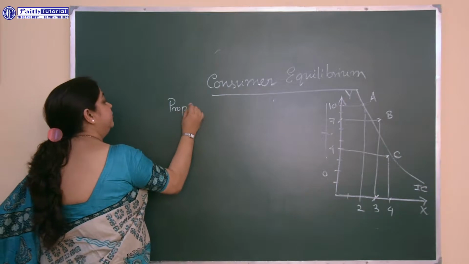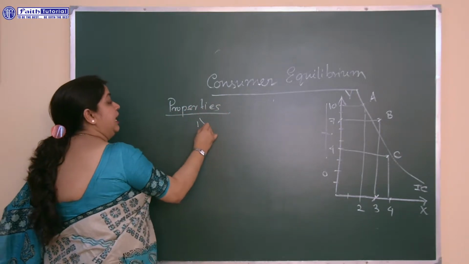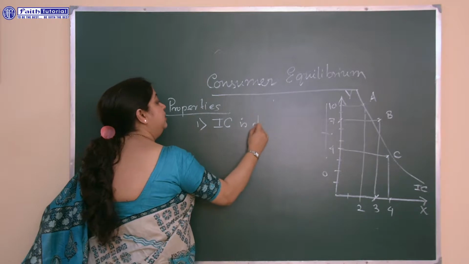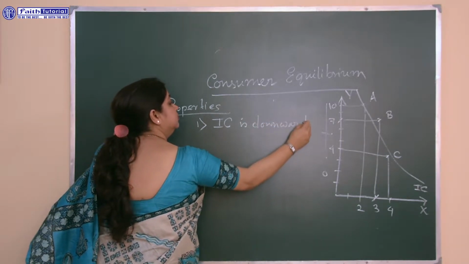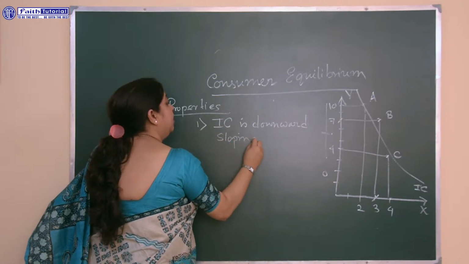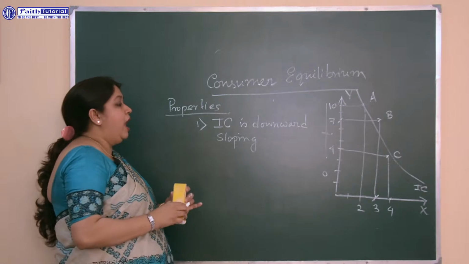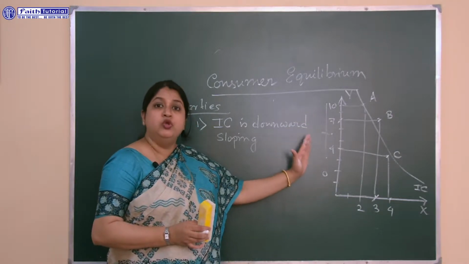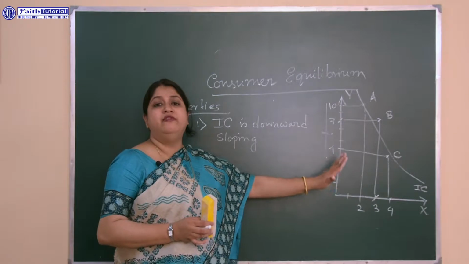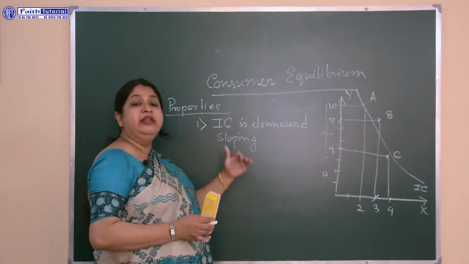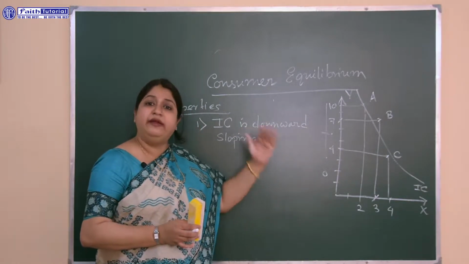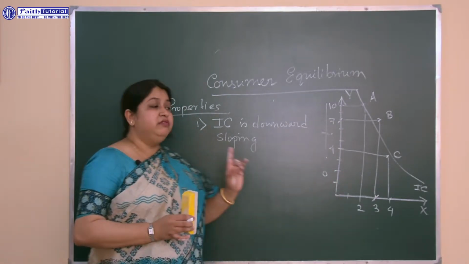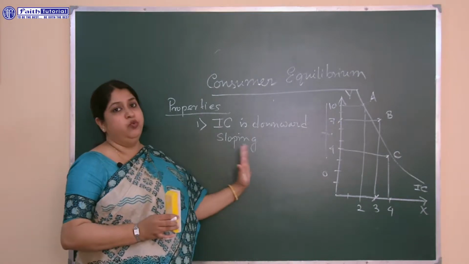Properties of indifference curve. First, indifference curve is downward sloping. Downward sloping means as we are increasing the consumption of X, the consumption of Y must be reduced so that the consumer can stay on the same level of satisfaction. When we increase the consumption of one commodity, we have to decrease the consumption of the other so that the utility level remains the same. That is why the indifference curve is downward sloping.